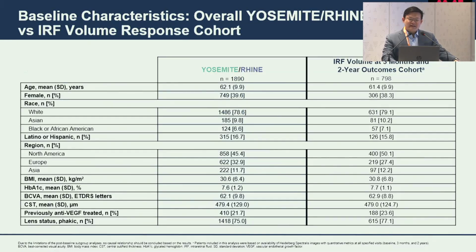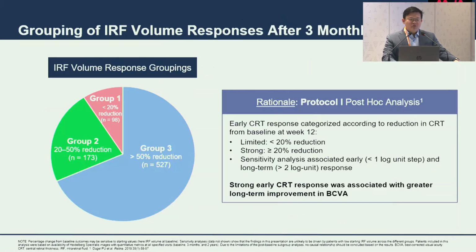Again, there was a subset analysis because not all patients had adequate scan quality to perform this AI analysis, but there are no major differences between the overall Yosemite and Rhine group and the subset of about 800 patients that underwent this particular analysis. So we grouped the IRF volume response into 3 groups, and this was a little bit based on the rationale behind the Protocol I post hoc analysis.